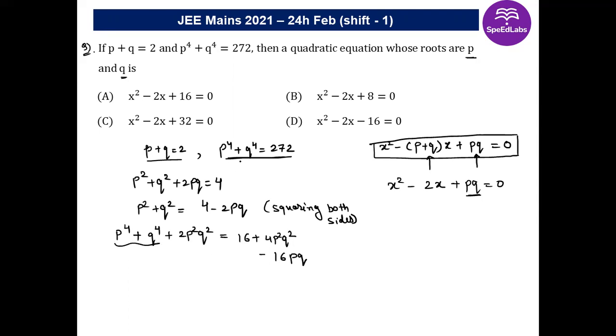So now p to the power 4 plus q to the power 4 is 272. This you can take on the right hand side, so it will become 16 plus 2p square q square minus 16 pq. Okay, and if you again take this also on the right hand side, we are getting an equation in this manner, that is twice of p square q square minus 16 pq, 16 minus 272, so that will be 256, right? Minus of 256 equals to 0. Okay, now if you look at this equation, can you see this is a quadratic in pq, right?